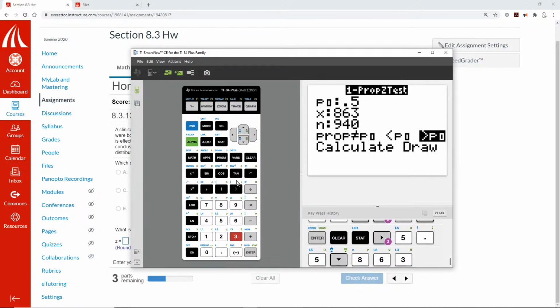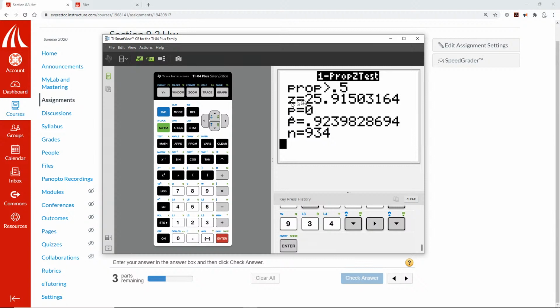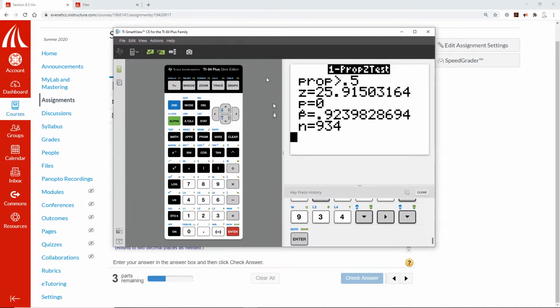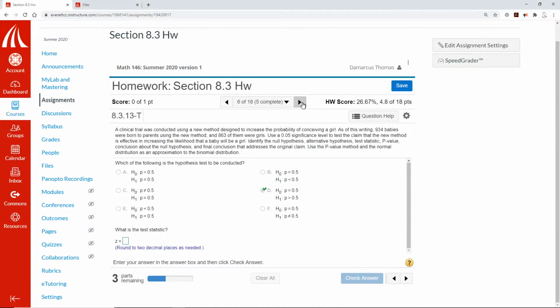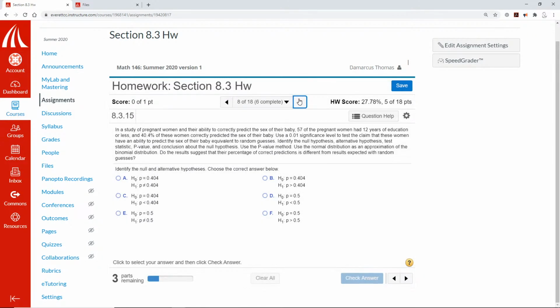863 is a nice sizable sample as well. 934, and that is the same. Okay, yeah, it's off the charts. The test statistic is 25 deviations from the standard normal mean. The p-value is just, let's just say 0. Yeah, the sample proportion resulted in a 92% rate of girls per birth. Let's leave that question. That one wasn't too tough. Same deal. This time they're talking about conceiving a boy. I demonstrated this particular problem.